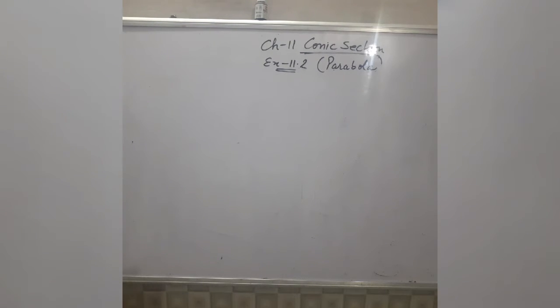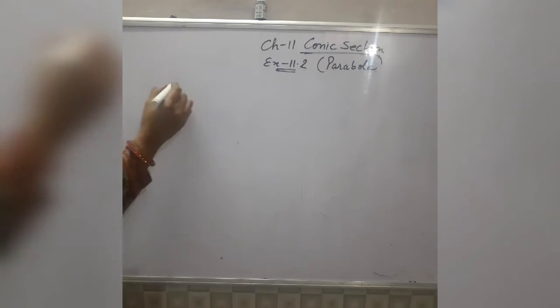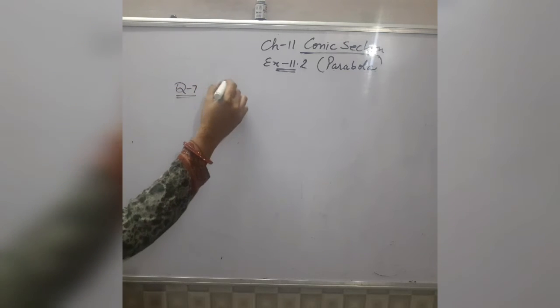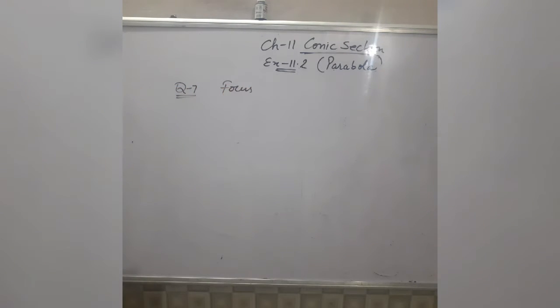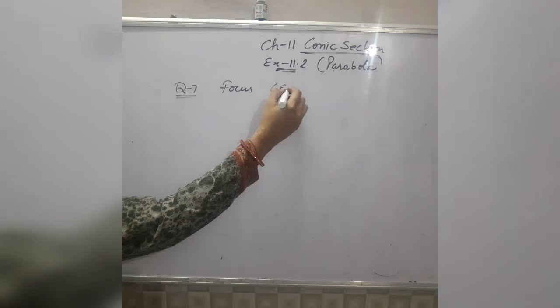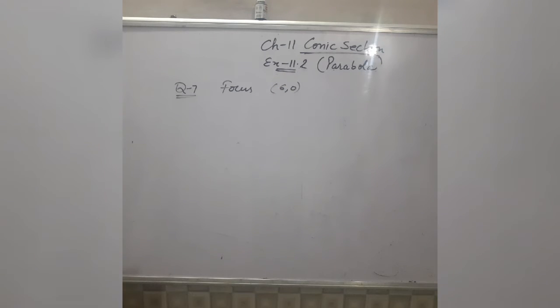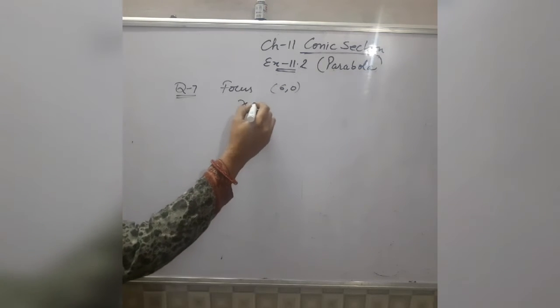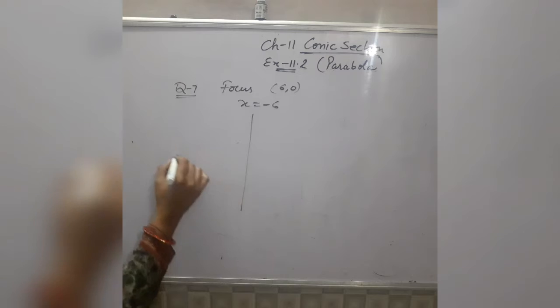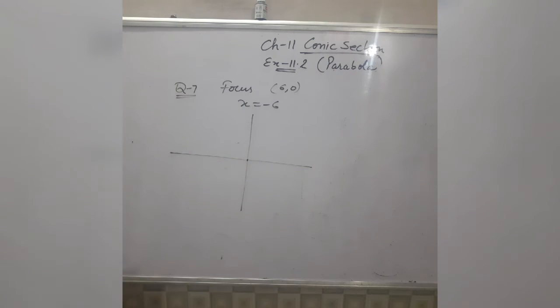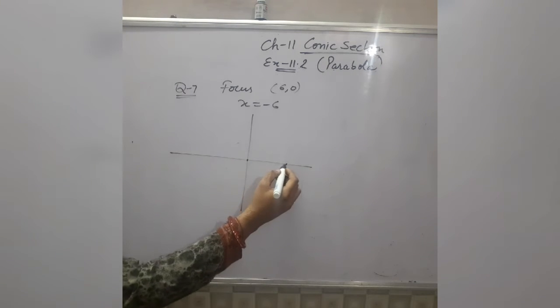Yes, students, we will continue exercise 11.2 from question number 7. In question number 7, the focus of the parabola is given as (6, 0) and the directrix is x equals minus 6. Now firstly, see, all of you: focus (6, 0), value of x is 6, y is 0.